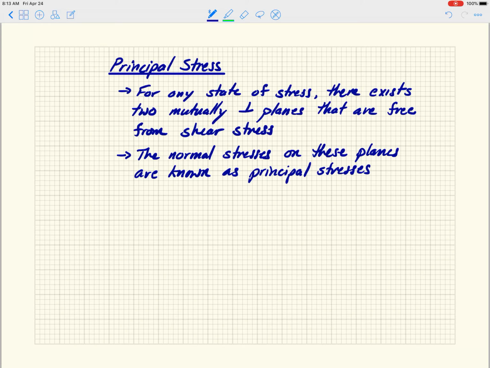All right, so this mini lecture is about principal stress. Last time, if you remember, we talked about Mohr's circle and how we can represent any two-dimensional state of stress. That's a sigma xx, a sigma yy, and a tau xy. We can represent that as a circle, and any location on that circle is a state of stress for a different orientation than the original one.